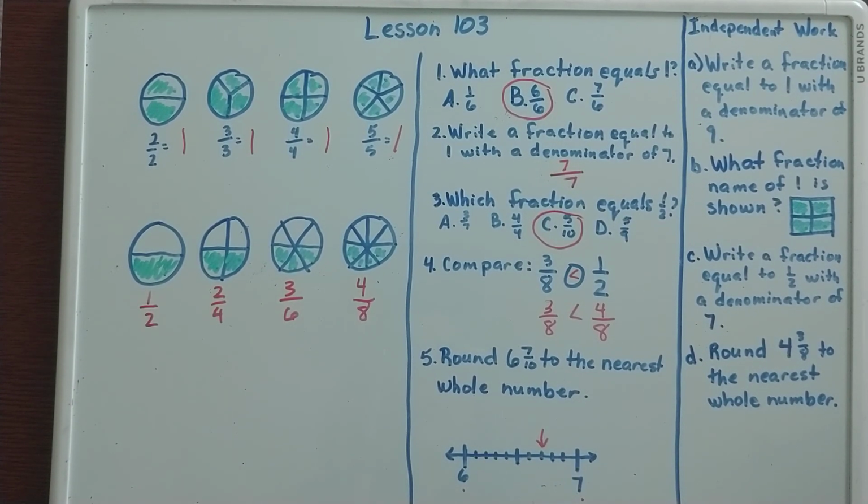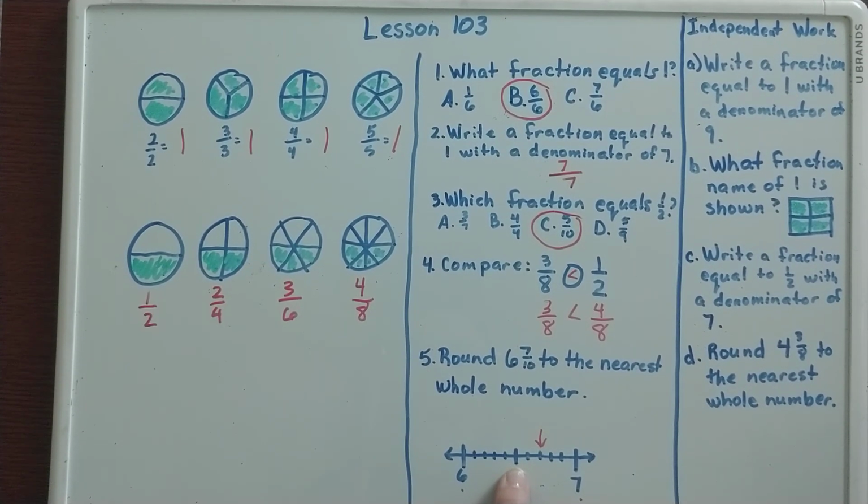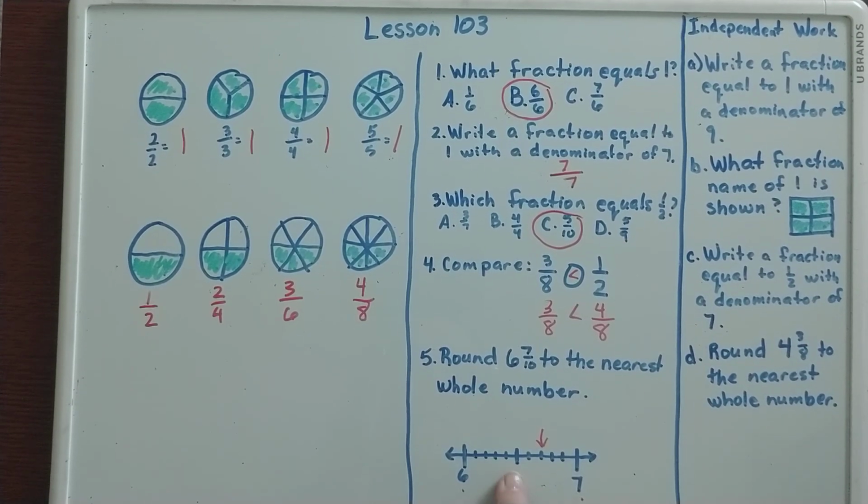So what is the nearest whole number that it's closest to? We know that if it's 5 or less, then you would round down. If it's 5 or more, you round up, so it's closest to the nearest whole number of 7.